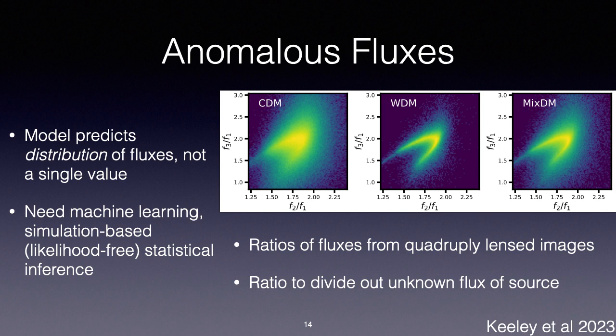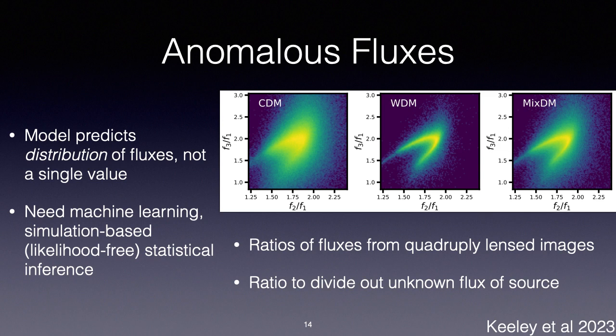The figure here demonstrates this point, as in for a cold dark matter model, warm dark matter, and mixed dark matter model, there's a distribution of flux ratio values that would be predicted for one particular lens. So when one observes the real flux ratio values for the lens, the likelihood of the observation is determined by where the observation would fall in these distributions.